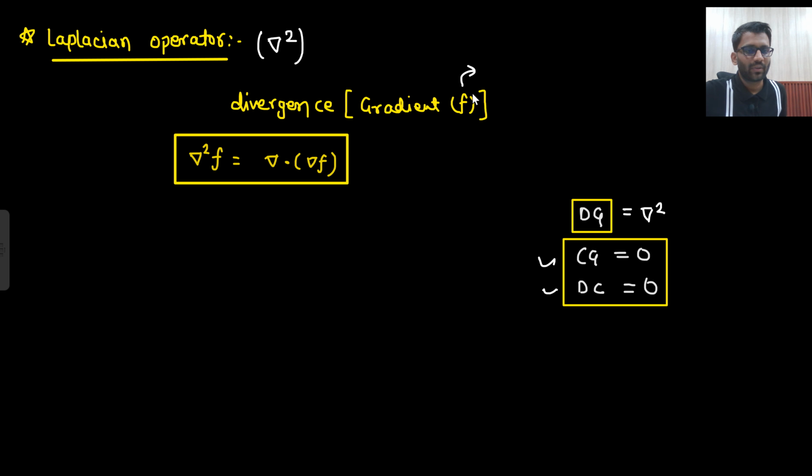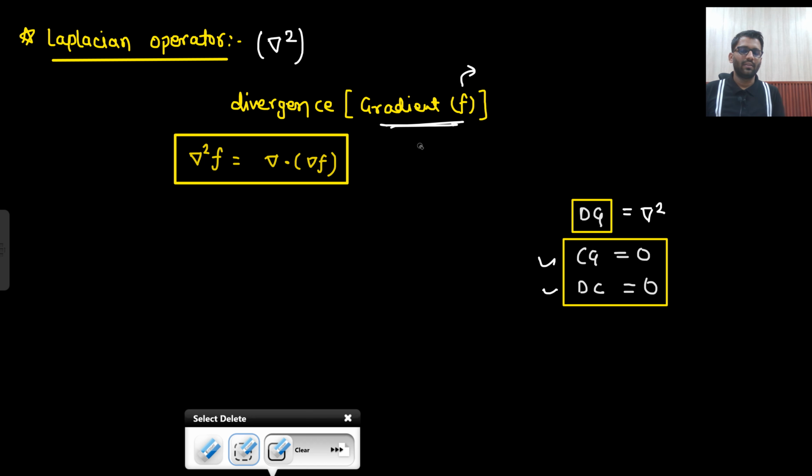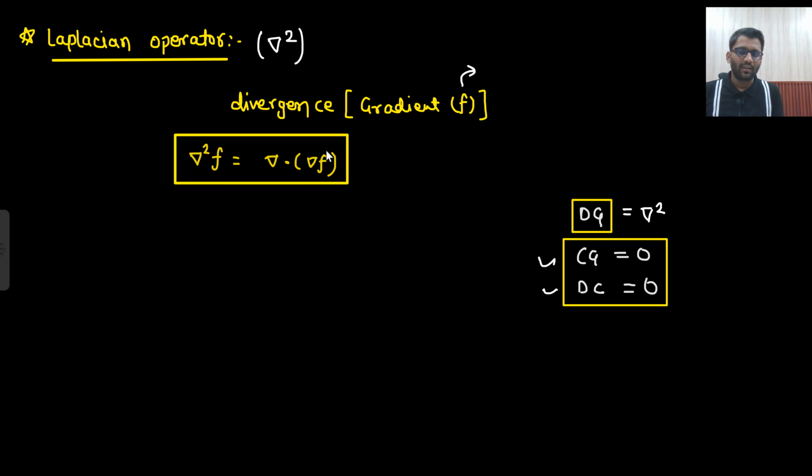So what is your Laplacian operator? Divergence of gradient on any scalar field. That is your Laplacian operator. That's it. This is what you need to remember. So first I will calculate the gradient and then I will take the divergence of that. Gradient and then divergence. So this is known as the Laplacian operator. These three things you need to remember. This was about the Laplacian operator.